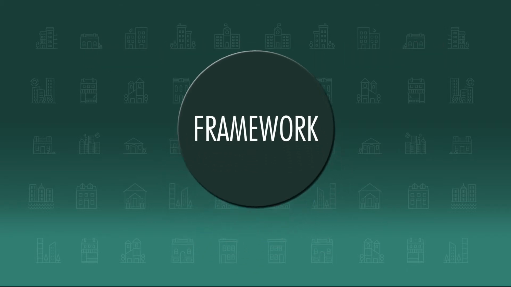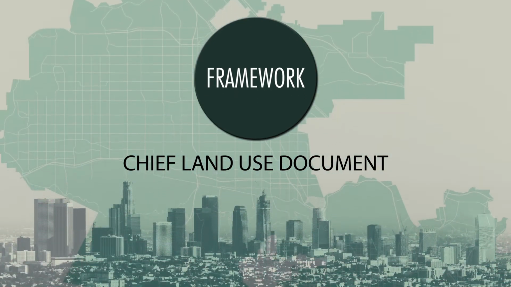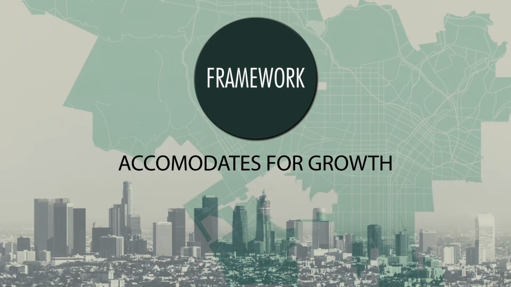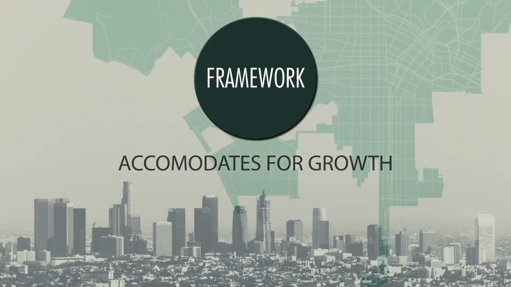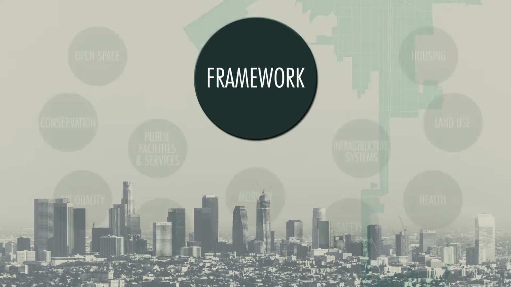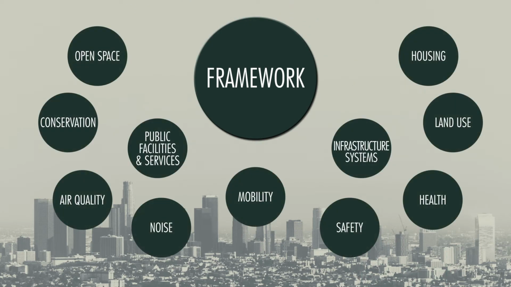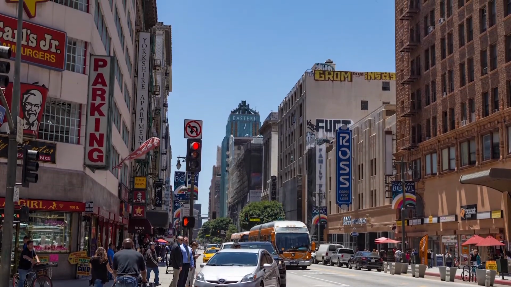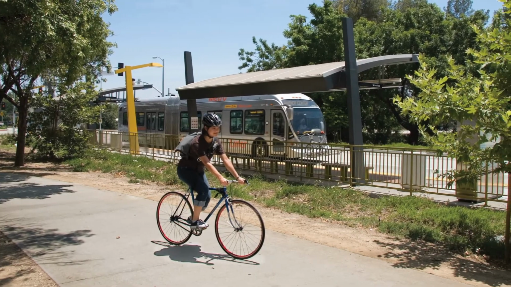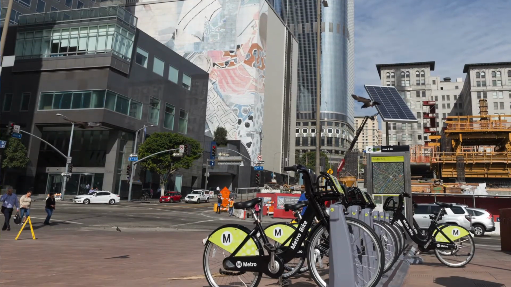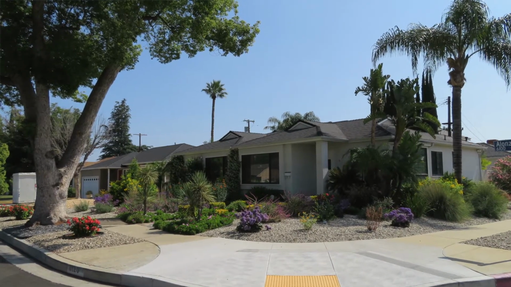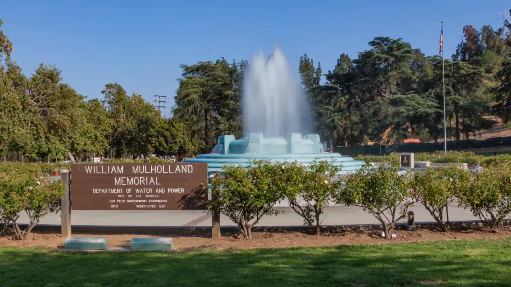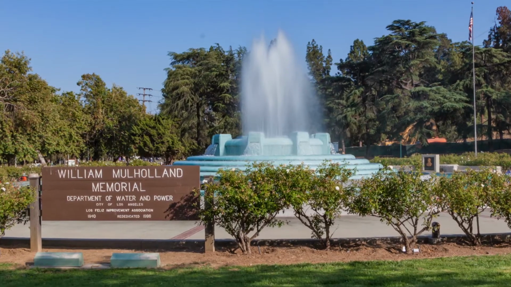The General Plan Framework is the city's chief land use document. It does not mandate or encourage growth. Instead, it accommodates for growth where growth is projected. Think of the framework element as the umbrella element that sets the vision of the general plan. Traditionally, the framework has focused on new development around transit and employment districts to preserve the character and scale of our single-family residential neighborhoods.